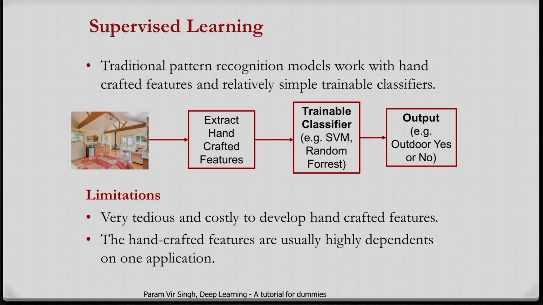Sample size means number of training samples available for a particular classification problem. Now I am considering one supervised learning technique, that is the traditional pattern recognition model. Input image I am considering. After this, we have to extract handcrafted features, and after this we are considering the classifiers, maybe something like the support vector machine, random forest. These type of classifiers we can consider. And output is object recognition. Outdoor scene, that means yes. If it is not the outdoor scene, it is no. So that is the image classification.